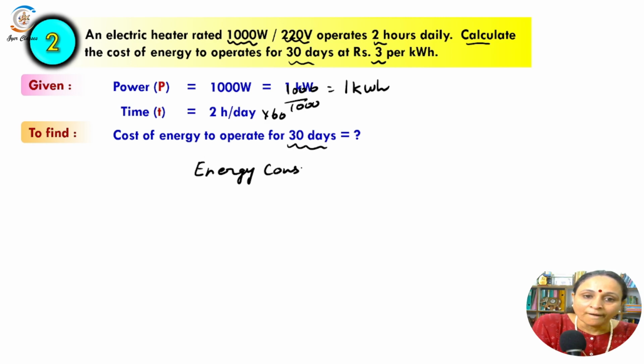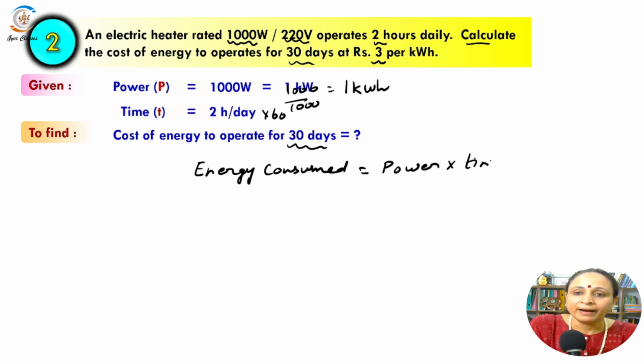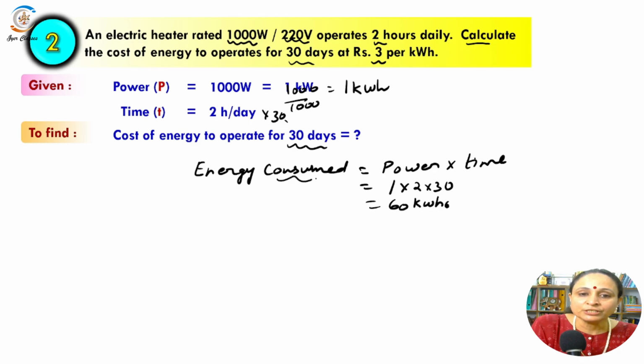Okay. So let us first find out the energy consumed. What is energy consumed? It is power multiplied by time. What is the power? It is 1. Time is 2 into 60. So it is, 2 into 30 beta, not 60. 2 into, that is 30 days. So it is equal to 60 kilowatt hour. This is the energy which is consumed.